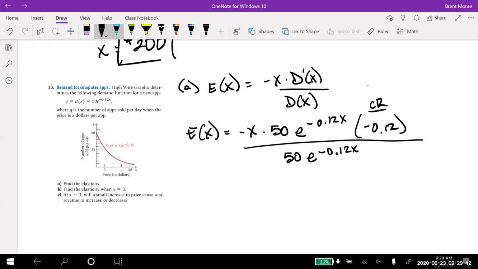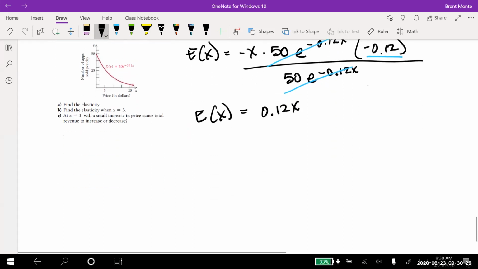Here's one thing that's nice about elasticity when you have an exponential. Since the derivative always gives you the exponential itself back times some constant, those exponentials just cancel each other out. That really simplifies things quite a bit. So now I'm multiplying the negative 0.12. Oh, there's no 50 to multiply by. I just canceled it out. So the negatives are going to cancel, and I just get E of X equals positive 0.12x. Everything else canceled out.